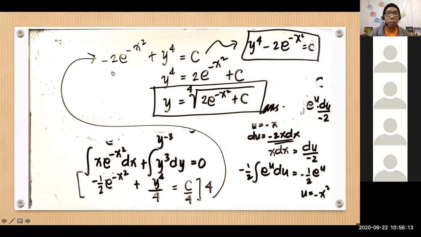So, katulad nito, sige, ayoko ng may negative exponent, di ba? So, ang gagawin ko dito is multiply ko both sides with what? E raised to, para ma-cancel to, positive, di ba? X squared.